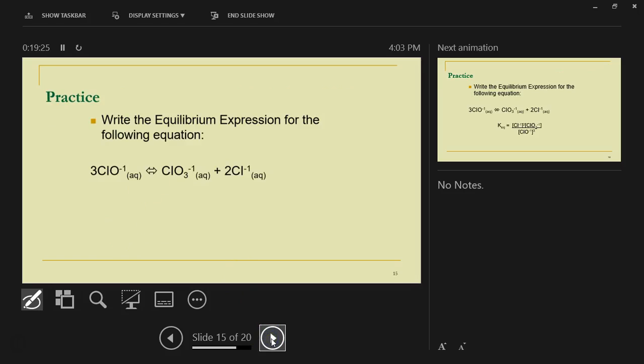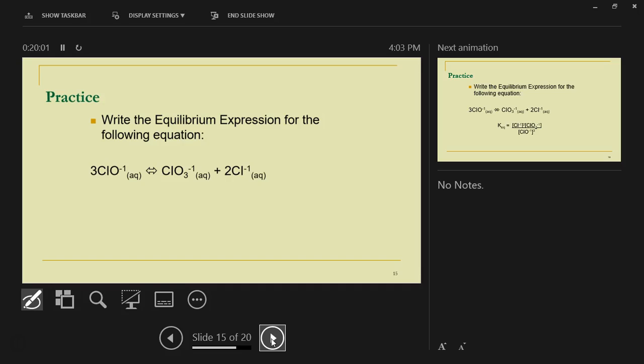Write the equilibrium expression for the following equation. They were kind enough to already balance it for you. So your next step is to check the states of matter. Everybody here is aqueous, so it's not a solid or a pure liquid, but it's also not a gas, so we're not going to write a KP for this. We're going to write a KEQ, and they're telling you to write an equilibrium expression. That just means a generic equilibrium expression. So go ahead and pause the video and write your expression.